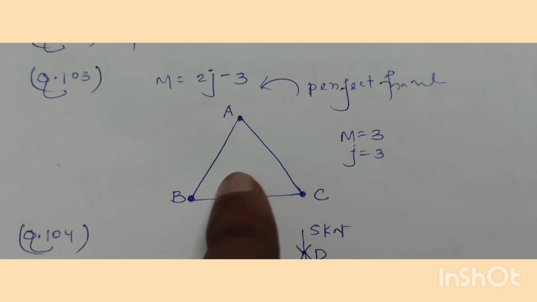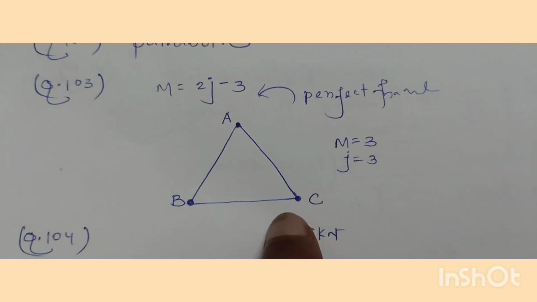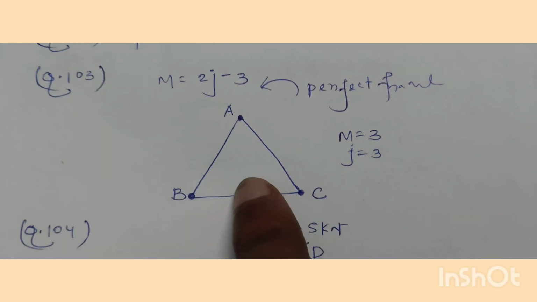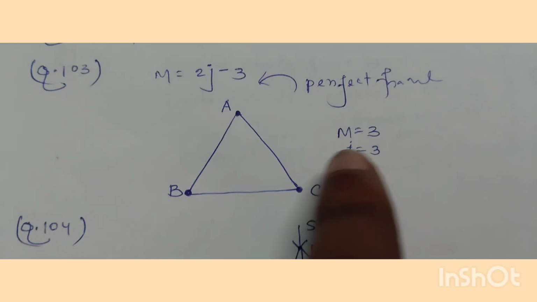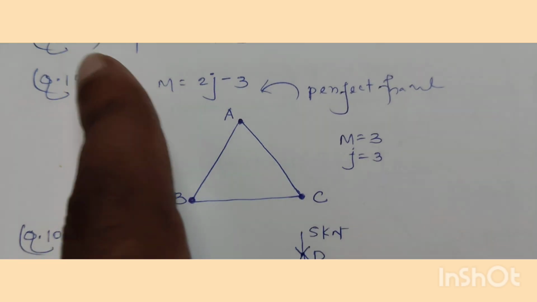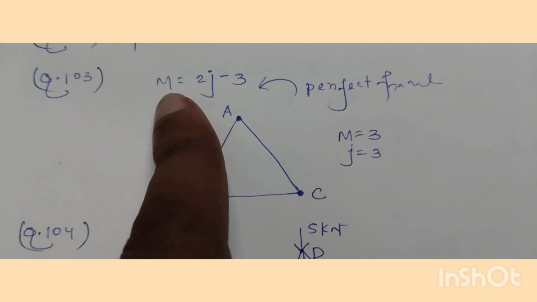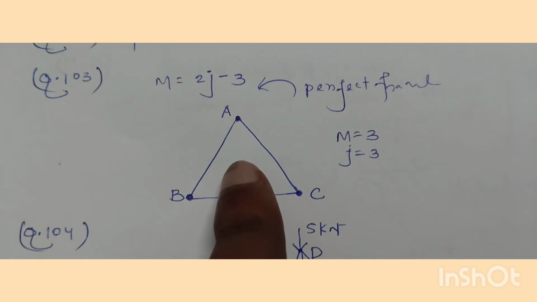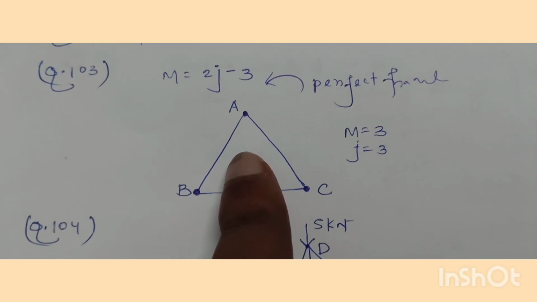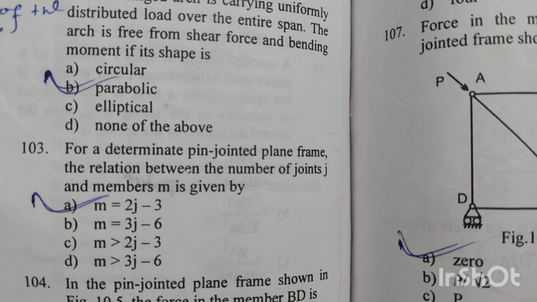So let's see for a triangle ABC. Number of members equals 3, number of joints equals 3. Now if we put the values in this equation, it is satisfied for this frame, so the triangle can be treated as a perfect frame. Option A is the right answer. M equals 2J minus 3.